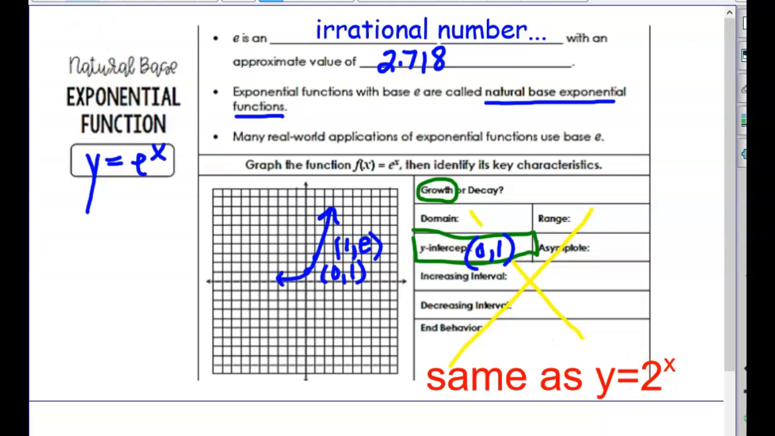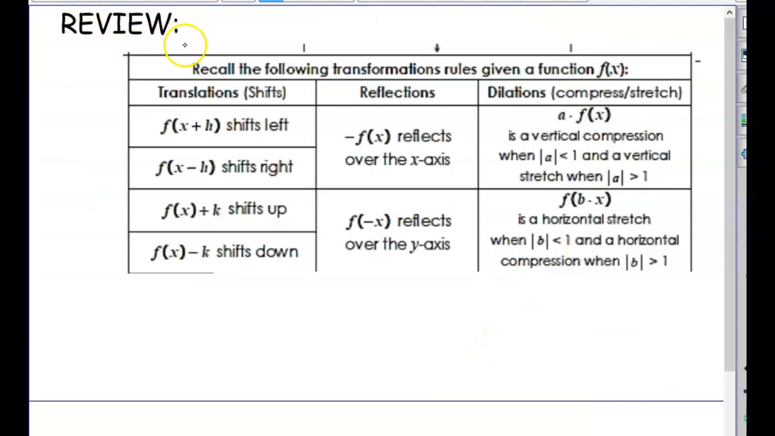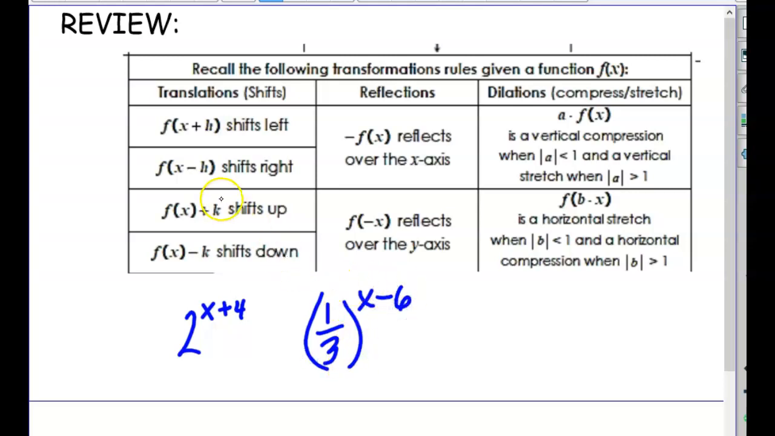Everybody okay? All right, this is all review. Translations, shifting left. If you had a growth function, a left shift would be up here. If it went to the right, it might be (1/3) to the x minus 6. Up or down would be added here. If that was up 7, this would be down 1.